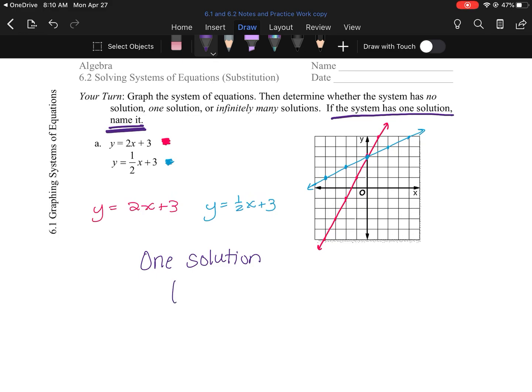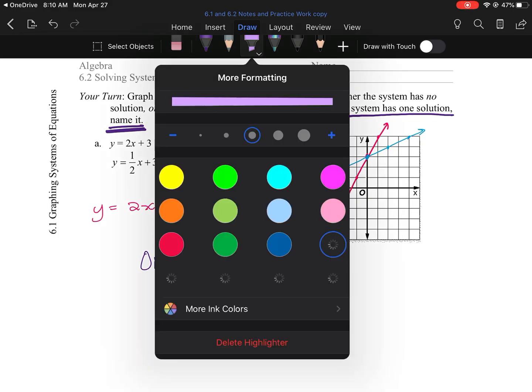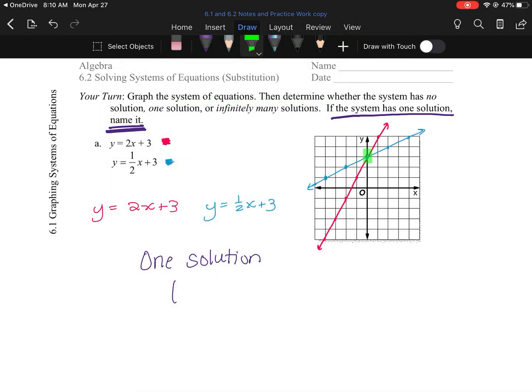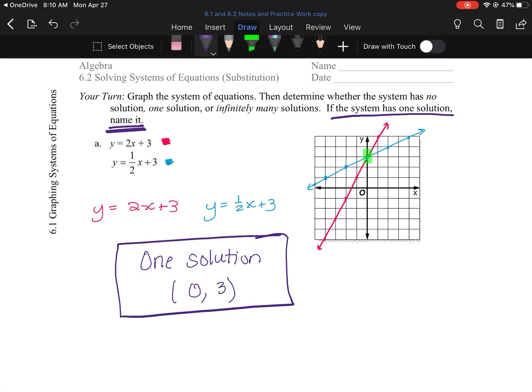So this solution, let me get my highlighter, is right there. So that's, whoops, didn't want to touch it. That's 0, 1, 2, 3. So that's my answer. One solution, and that solution is at (0, 3). So what that means, and we'll go ahead and do it, if I substitute (0, 3) into both of those equations, we're going to get 2 true answers.